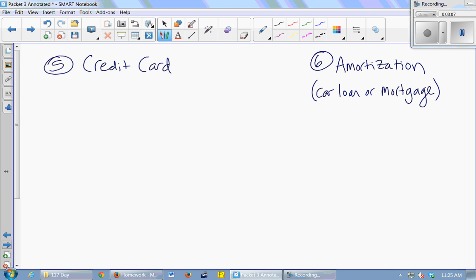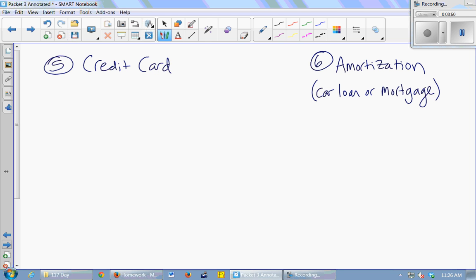For a credit card, there are 4 formulas. You need the periodic interest rate, the average daily balance, how to calculate the finance charge, and then how to calculate the next statement balance. I think these are pretty self-explanatory on the sheet. We'll do a problem and go over it, but I don't think I need to write them all down because the keyword thing isn't as much an issue here. You'll know this is a credit card problem because it'll say credit card.